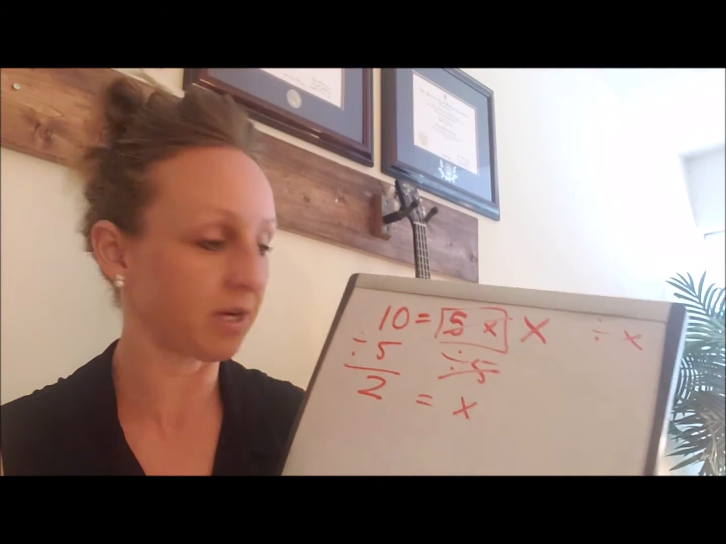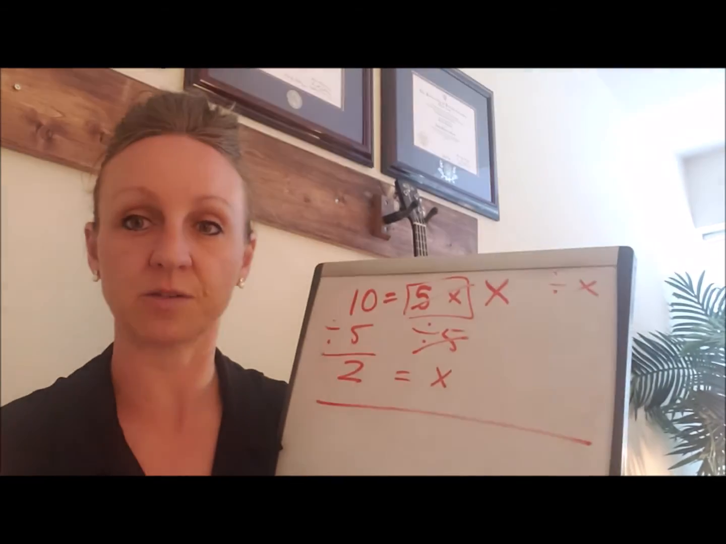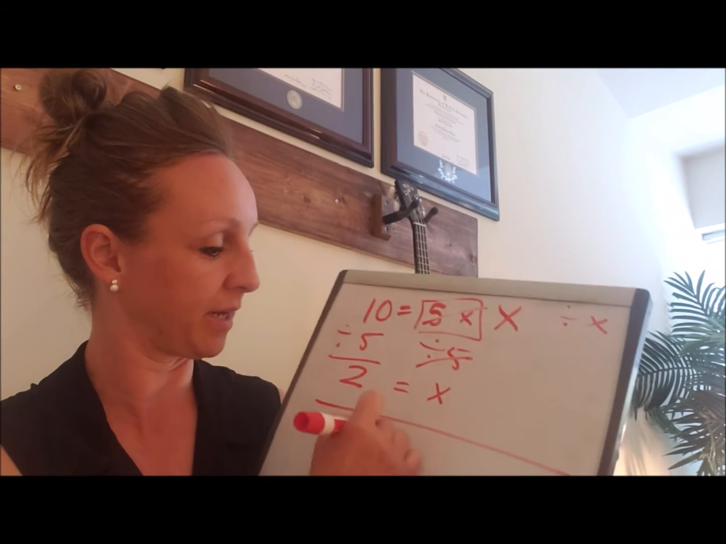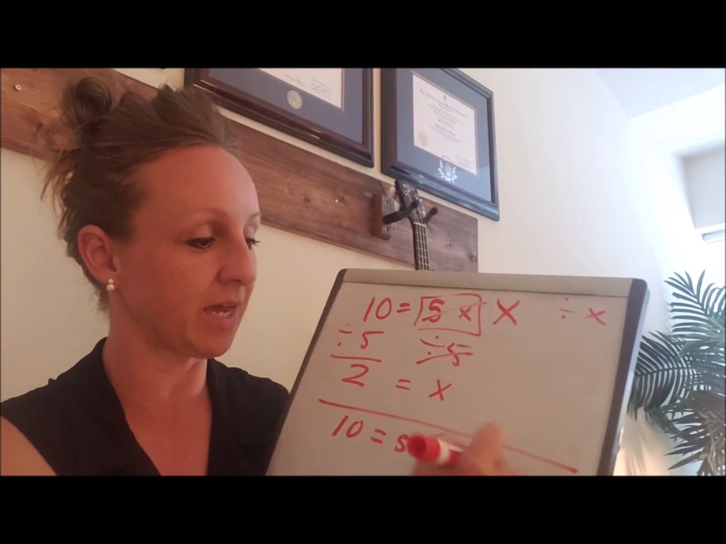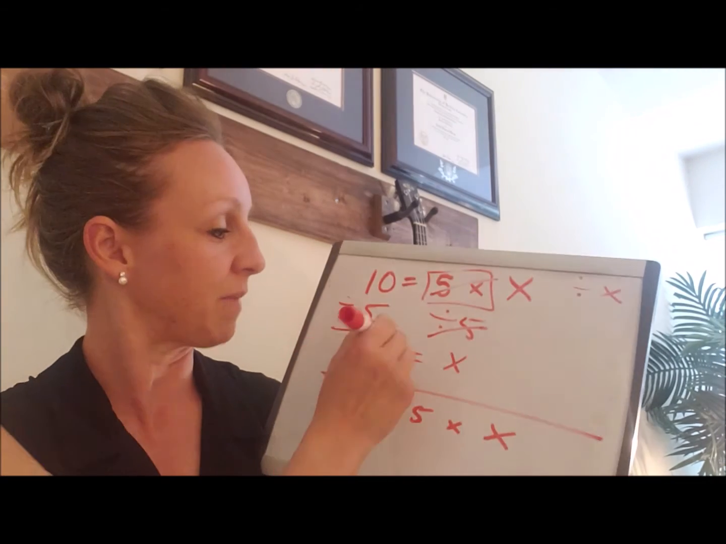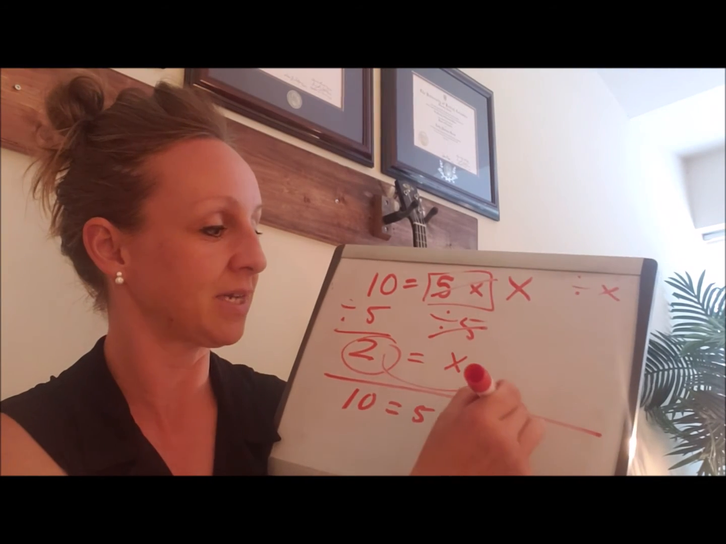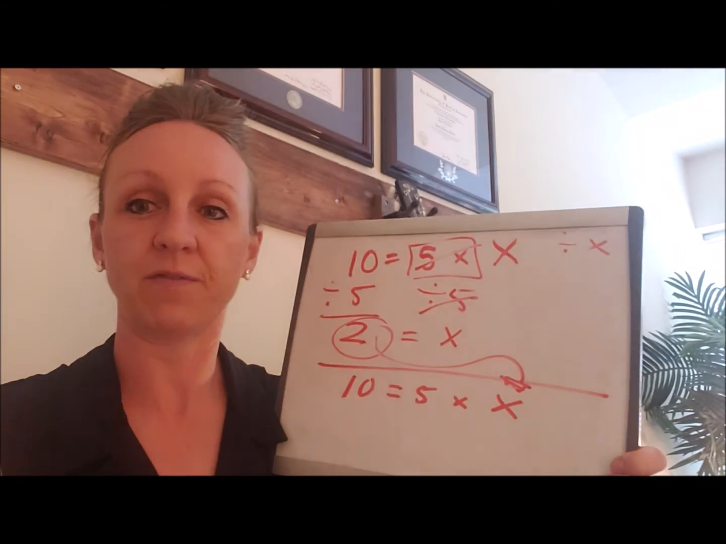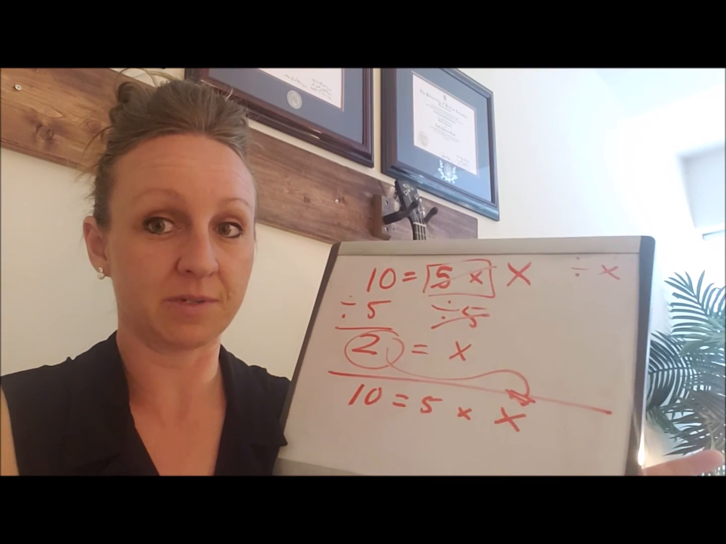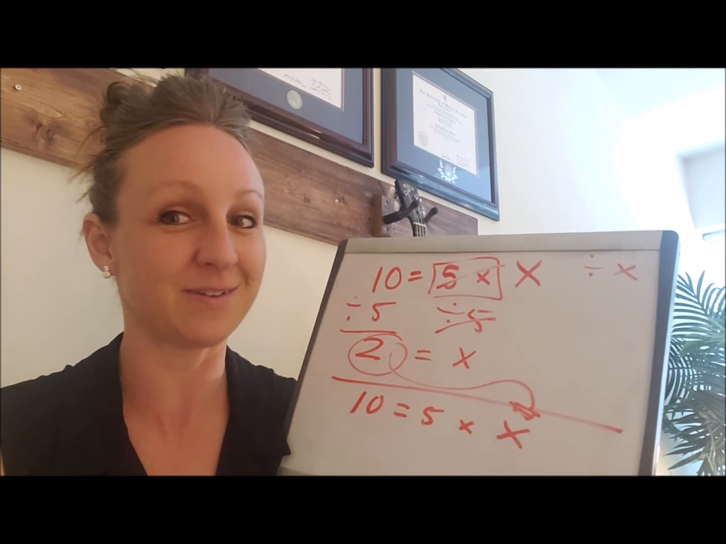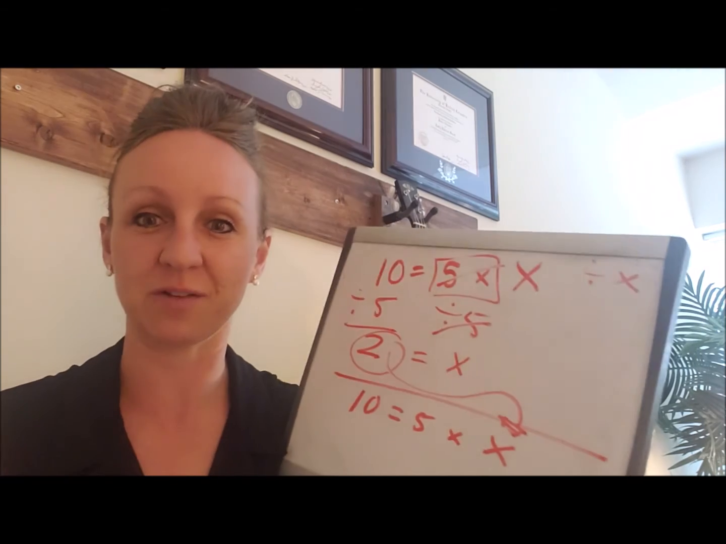Now I want to check my math and make sure that it's correct. So I'm going to take my question and copy it out again: 10 equals 5 times x. And I'm going to take my answer, which was 2, and plug it in where my variable was, because my variable represents something, and now I think it's 2. So we're going to put it in here and see if we're correct or not.